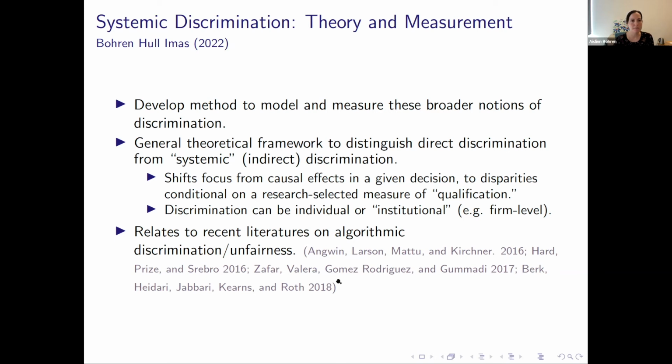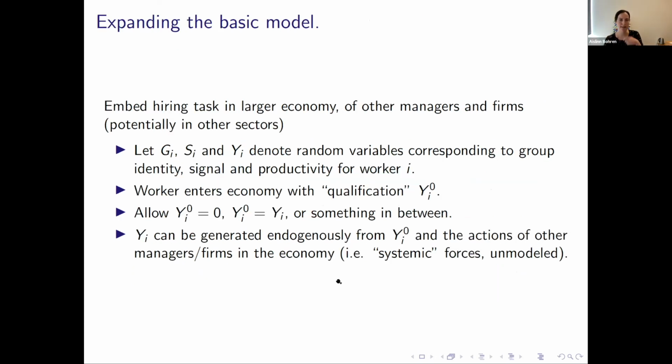What we do is expand the basic hiring task I presented and embed it in a larger economy of other managers and firms, potentially in other sectors or different time periods. We let G_i, S_i, and Y_i denote the random variables corresponding to group identity, signal, and productivity for worker i. The important new component here is that we need to define systemic discrimination with respect to something. We call that something the qualification, Y_i^0. This is something the worker enters the economy with. It's a choice variable of the researcher.